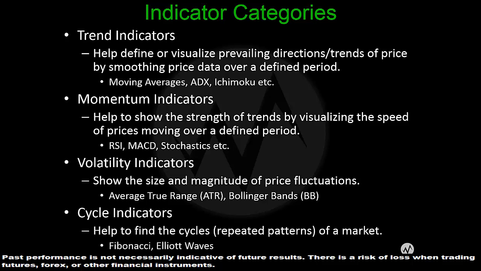Then you have your cycle indicators. You don't really hear this term used too much, I guess, but it helps you find the cycles or the repeated patterns of a market. The most common ones here would be Fibonacci retracements or extensions, and then Elliott waves. With Elliott waves, you can find hundreds of books on that. Same with Fibonacci. So again, we'll touch on these briefly here.